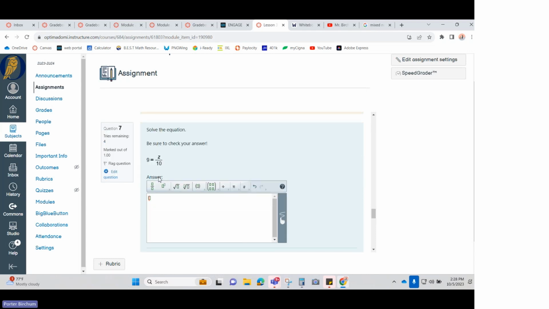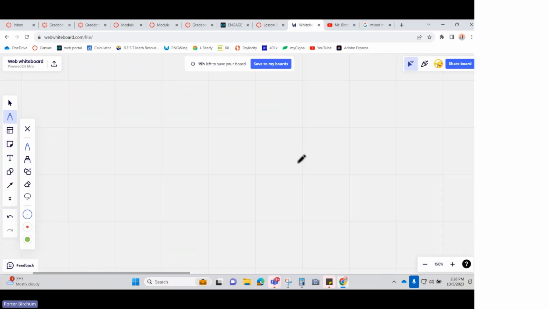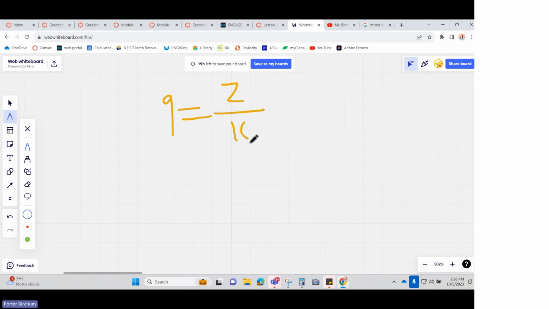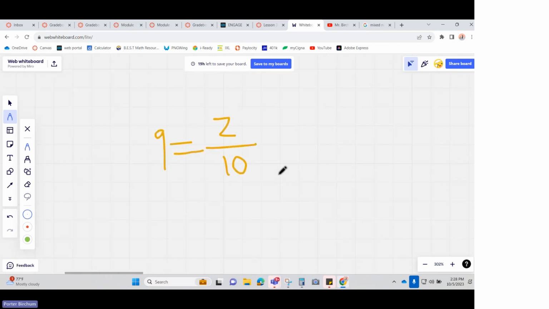Okay, 9 equals z tenths. 9 equals z over 10. Opposite operation strategy. What operation are we looking at? We are looking at a divide symbol. So what is the opposite operation of dividing? Very good. It is timesing. So let's times that by 10.